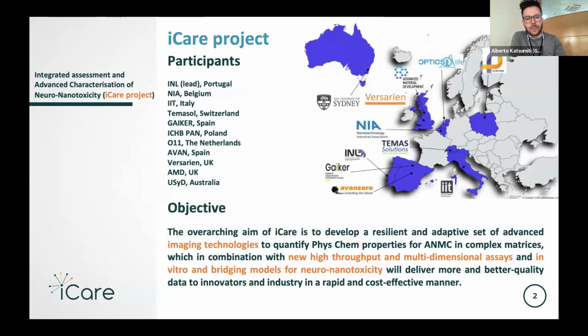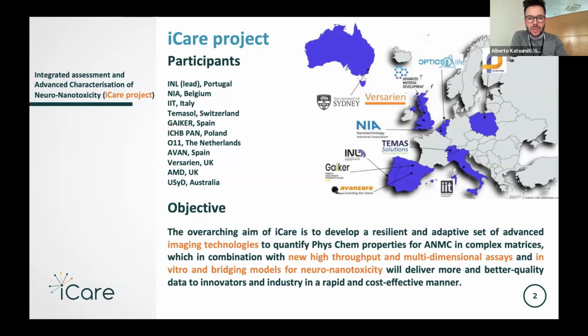Just to start, I'm showing these slides to show the composition of the consortium. As you can see here, we are 11 partners all around Europe, and we also have Australia in the consortium. As you can see in this image, Australia is in the north of Europe. So it's a funny map, but anyhow.